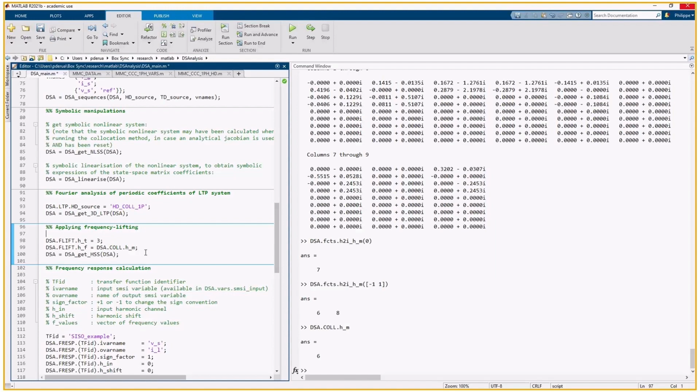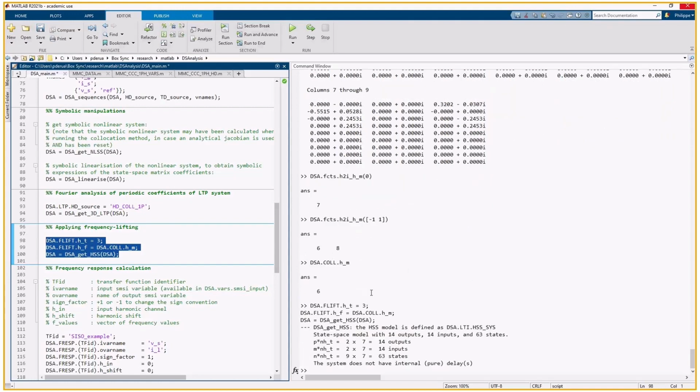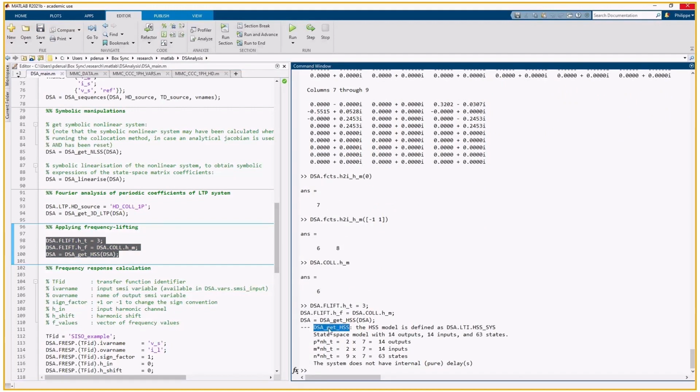So I would like to obtain the harmonic state space model of my linearized single phase MMC. I do F9, and it tells me that DSA get harmonic state space. The harmonic state space model is defined as DSA LTI harmonic state space system. This is a state space model with 14 outputs, 14 inputs, and 63 states.